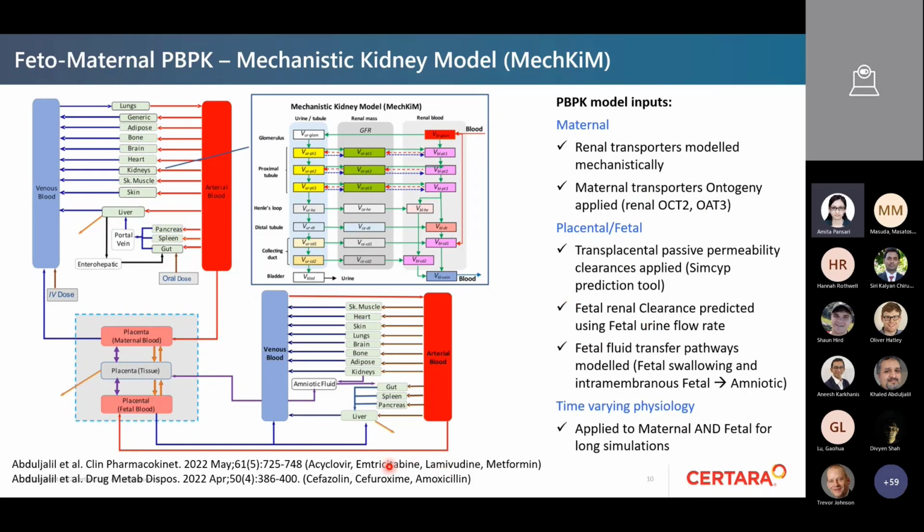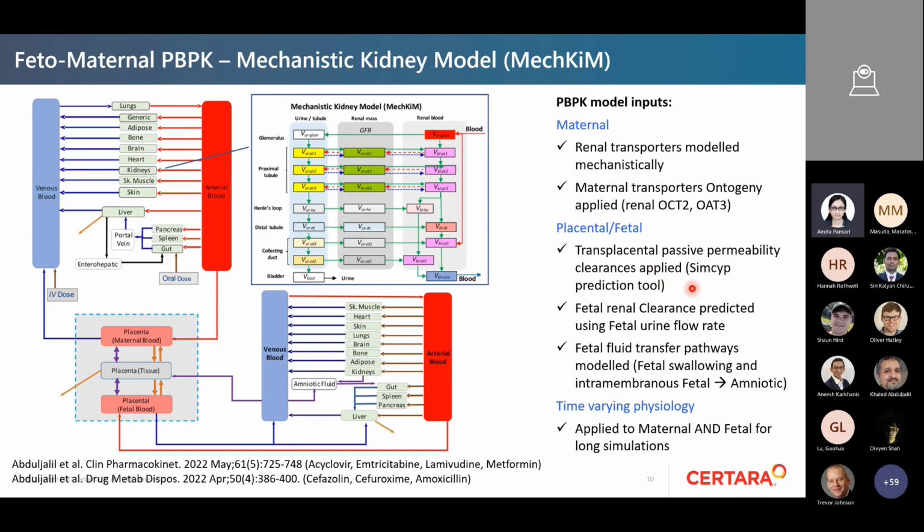Overall, as you can see, by including the ontogeny, it was done for the different drugs with the mechanistic kidney model, and we could see the model performance for metformin. The performance was taken from two separate publications, and similarly we took into account this workflow for some other examples, parameterizing the model.